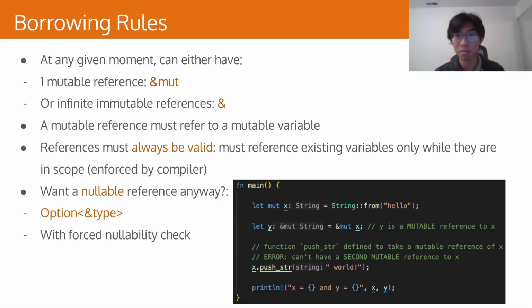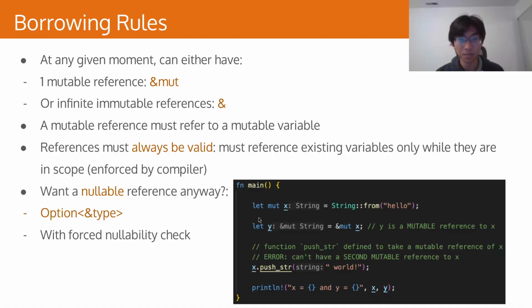So we introduce some borrowing rules. At any given moment, you can either have one mutable reference or an infinite number of immutable references. And then a mutable reference must always refer to a mutable variable. And then references must always be valid. So you can only reference existing variables when they're in scope, and the compiler will check this. And then if you still want a null type anyways, you can use Option potentially, right? And this will force you to check if it is null or not.